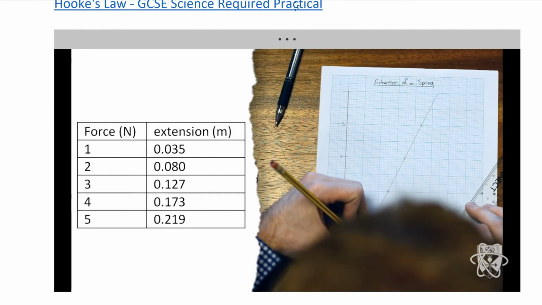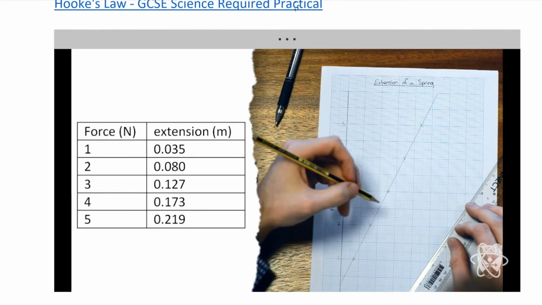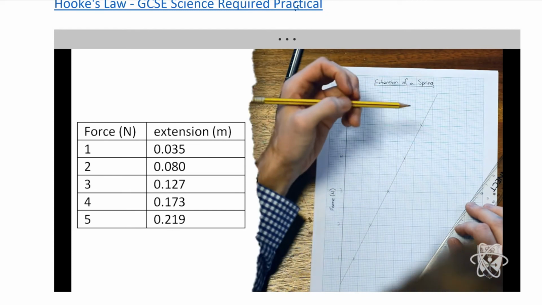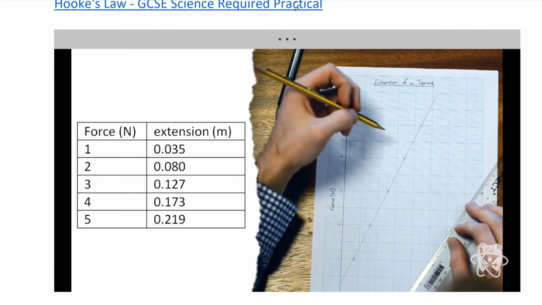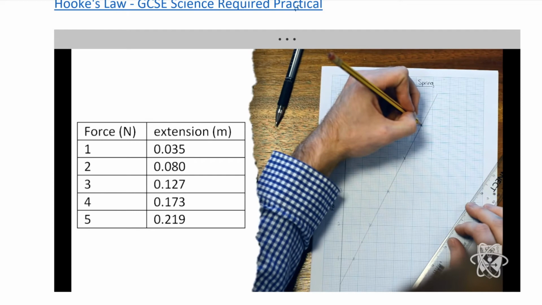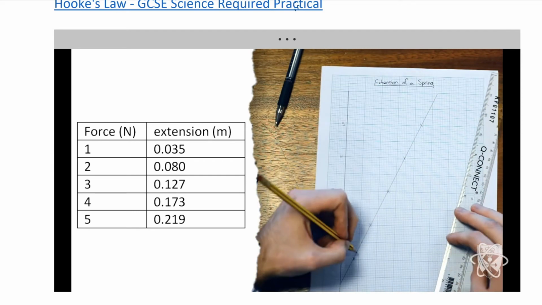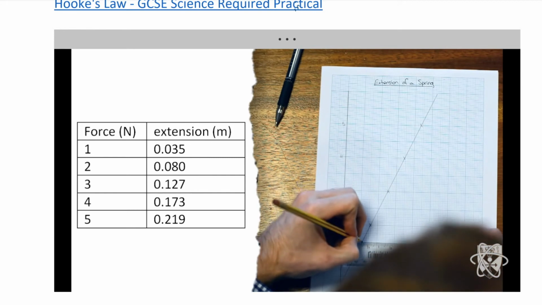This point just here, on the 1.5 newtons, and I am going to use the point up at the top for 5 newtons there. I'm going to draw a large right angled triangle.